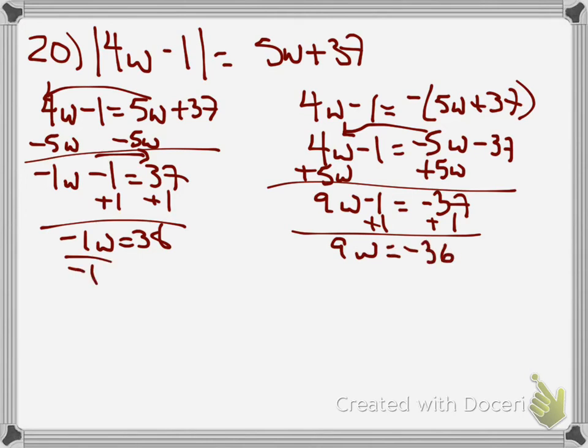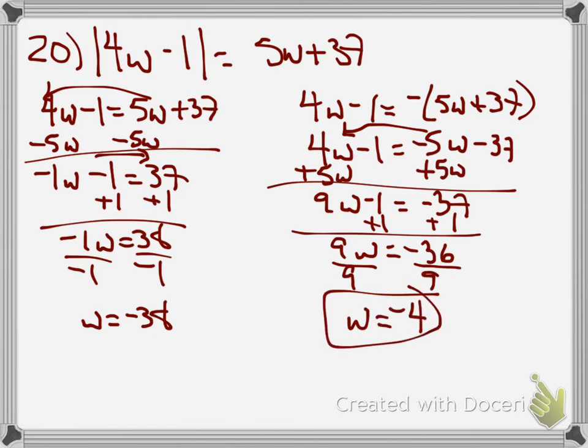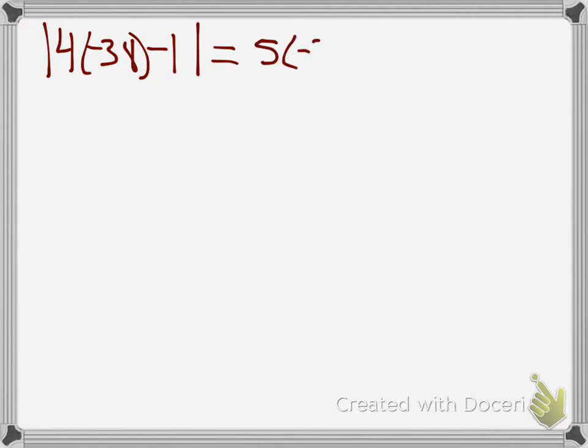Then I can divide by -1. Get w is equal to -38, and I can divide by 9 to get w is equal to -4. So there are my two answers. Now let's check them. So I'm going to put in here 4 times -38 minus 1 is equal to 5 times -38 plus 37.